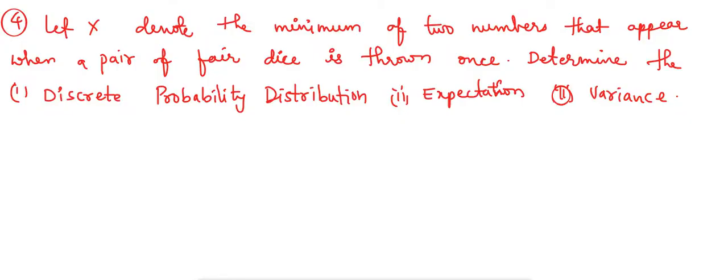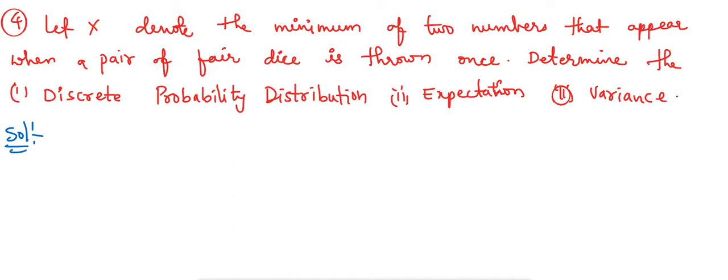Next problem we are discussing. Let X denote the minimum value of the two numbers that appear when a pair of fair dice is thrown once. Determine the first one, the discrete probability distribution; the second one, the expectation; the third one, the variance.